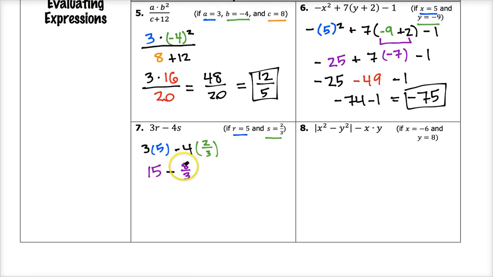Even though you have your fancy calculators, you should be able to do this without a calculator. 15, okay, is going to be the same thing as, excuse me, is 45 over 3.